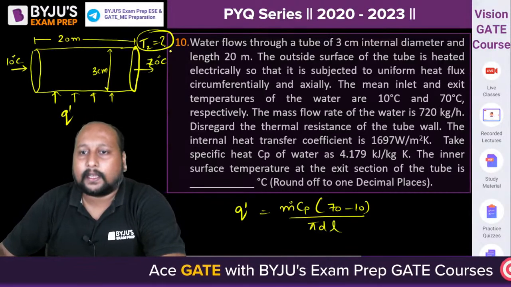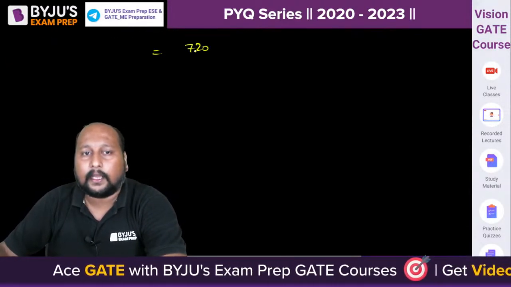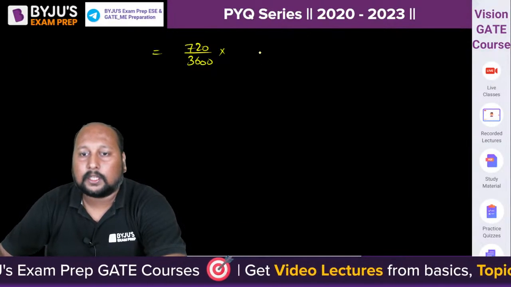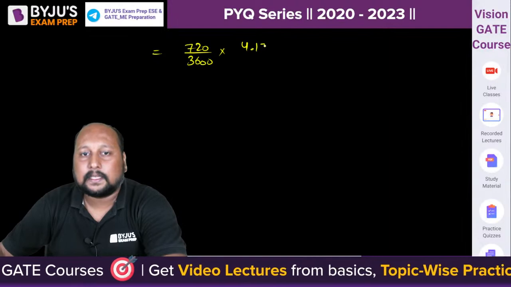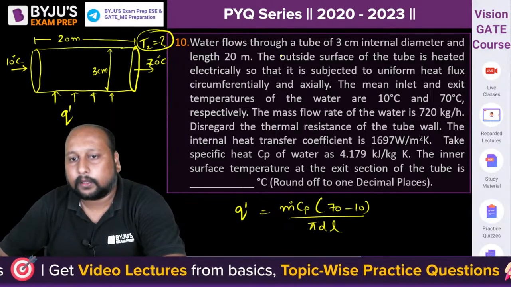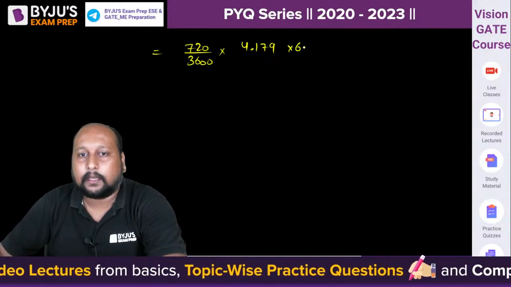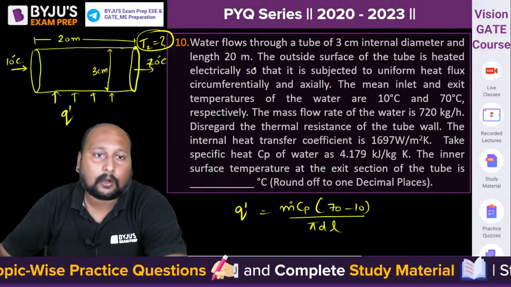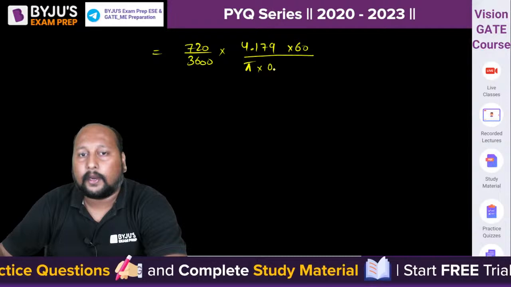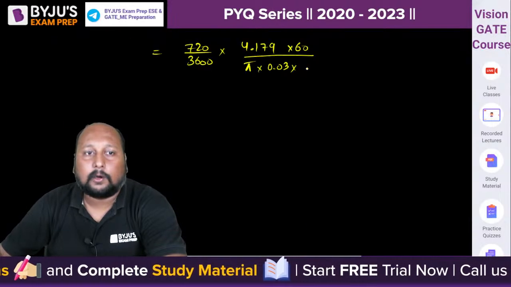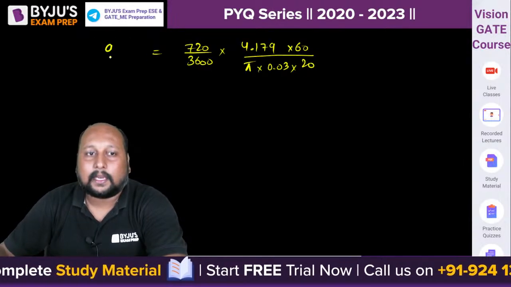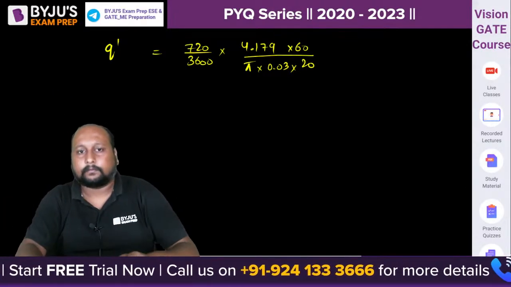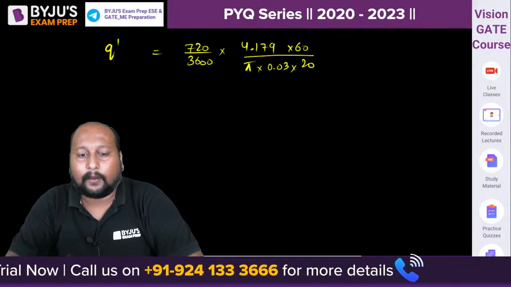So mass flow rate is 720 by 3600 into Cp value is 4.179. I'm writing in kilojoule, right? Into 60 divided by pi into diameter. Diameter is how much? 3 centimeter, so 0.03. Length is equal to 20 meter. So from here I can get the value of this heat flux. Can you tell me what's the value of this heat flux? Quickly tell me.